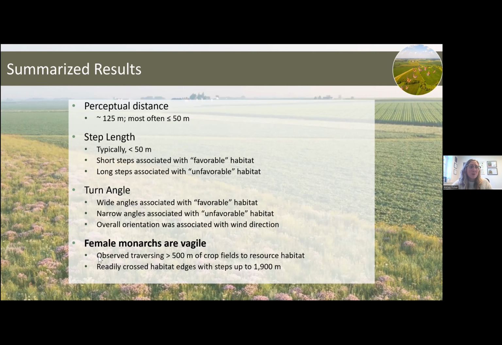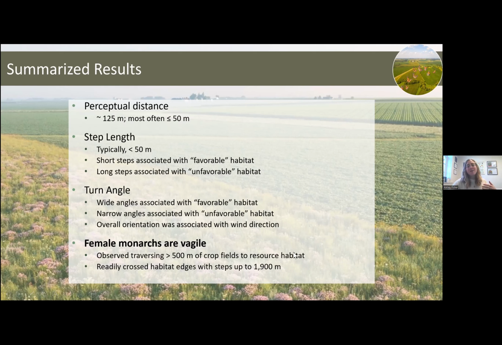We were able to put transmitters on and track butterflies, and we saw them fly over 500 meters over a crop field and then land in a restored area. And we saw them cross habitat edges all the time. Some of the steps that the butterflies were taking from one location to another were about 2 kilometers away, which is really, really big distances.